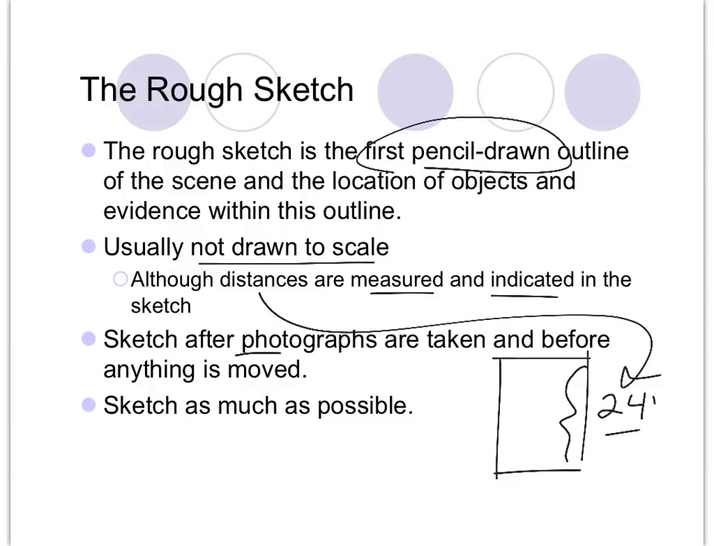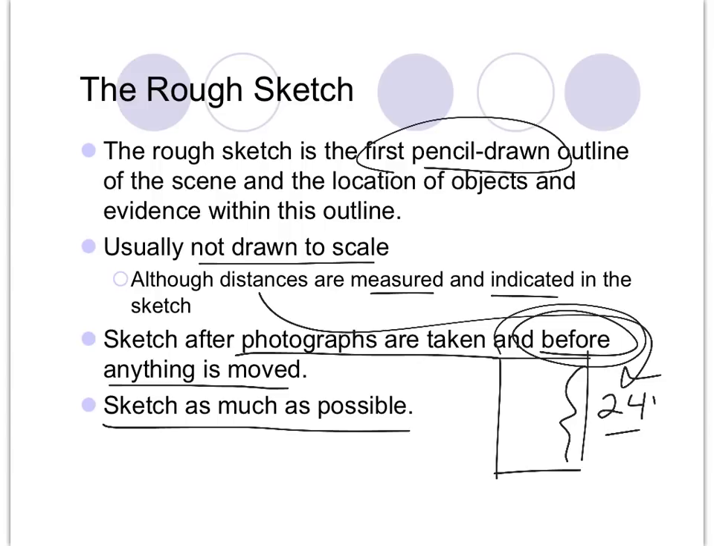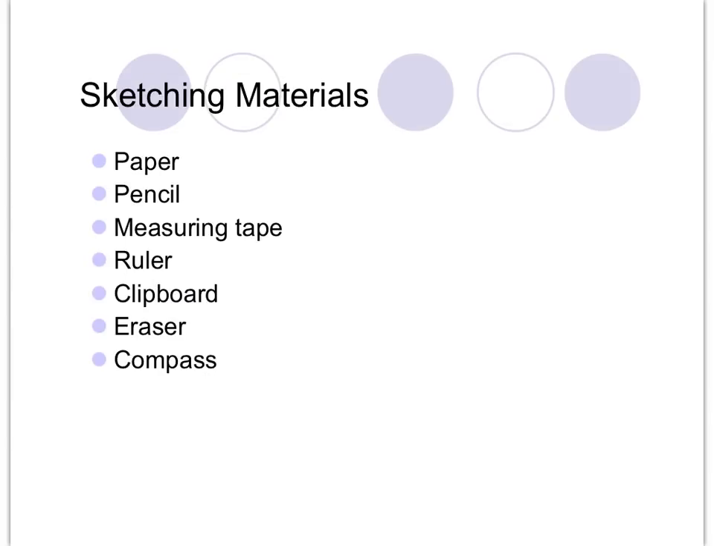You're going to sketch after you have photographs taken and before anything is moved. So you want to make sure that you have everything photographed and documented in that way. Once that has been done, then you can start creating your sketch, making your measurements and all that, but you want to do so before anything has been moved from the crime scene, because once it's been moved, that crime scene is now kind of tainted. You also want to make sure that you're sketching as much as possible. If you think something is some kind of a detail, include it. Any details that you think might be important, they are going to be important, so draw it. You want to be more detailed than less in all cases.